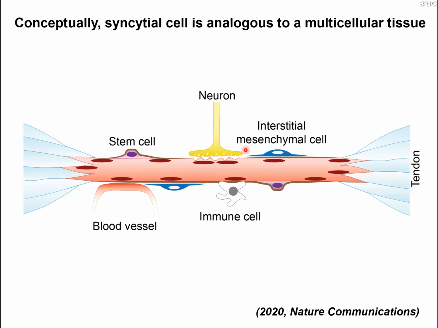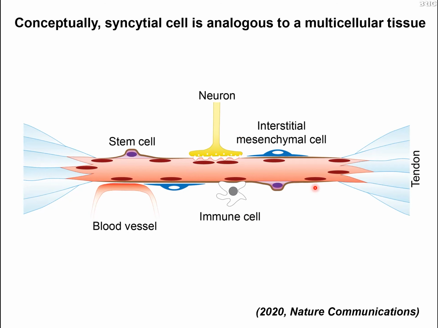But the real takeaway of my talk today is that conceptually, now you can consider a syncytial cell itself as an analog of a multicellular tissue. And also these nuclei are contained in one cytoplasm. They are differentiated, just like differentiated cell types in a multicellular tissue context.